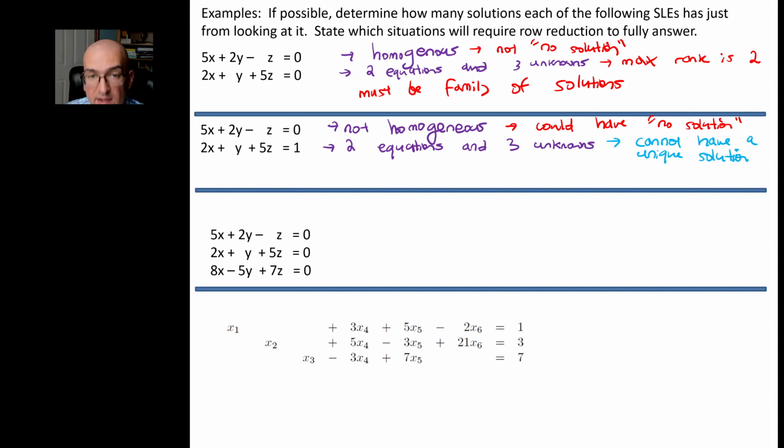Tell it right away. You're going to have a deficit of leading ones. At least one column will be missing a leading one. So we don't even have to do any row reduction to tell that this is going to have either no solution or family of solutions.